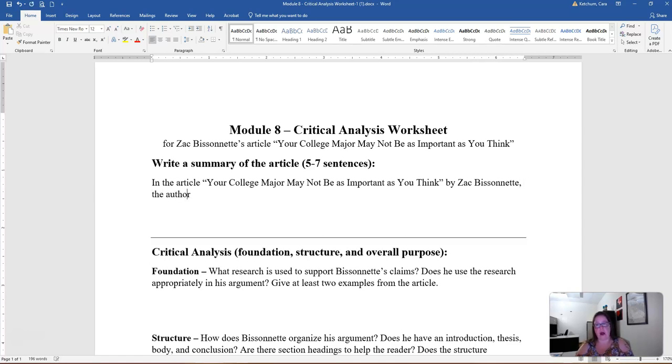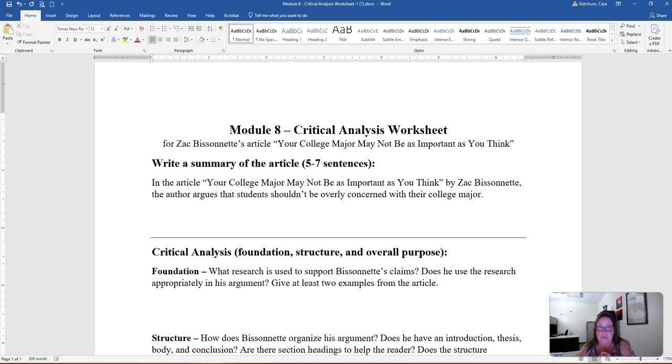comma. The author, I could say discusses. I could say the author argues that parents and students, no, he only mentions parents at the end, that students shouldn't be overly concerned with their college major. Please do not repeat the article title. Put it in your own words, okay? Do not say, in the article, your college major may not be as important as you think, by Zach Bissonette. The author argues that your college major may not be as important as you think.